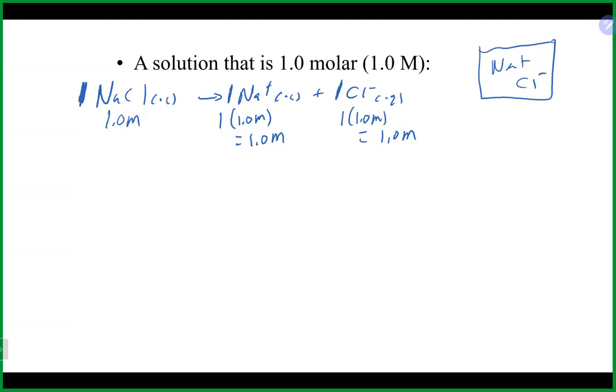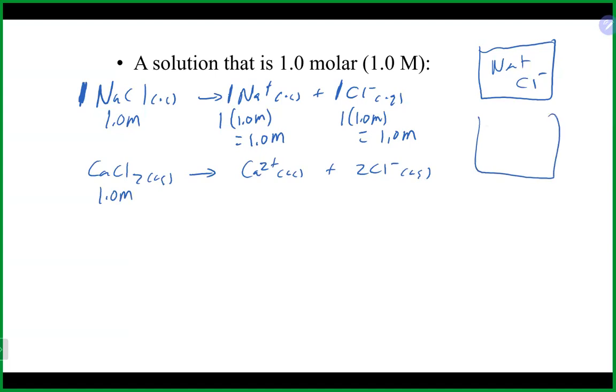Now, if we were taking a look at something else like, say, calcium chloride, when that breaks apart, we get a calcium ion and 2 chloride ions in this case. And if we had a 1 molar solution of calcium chloride, we would basically have this happening here.